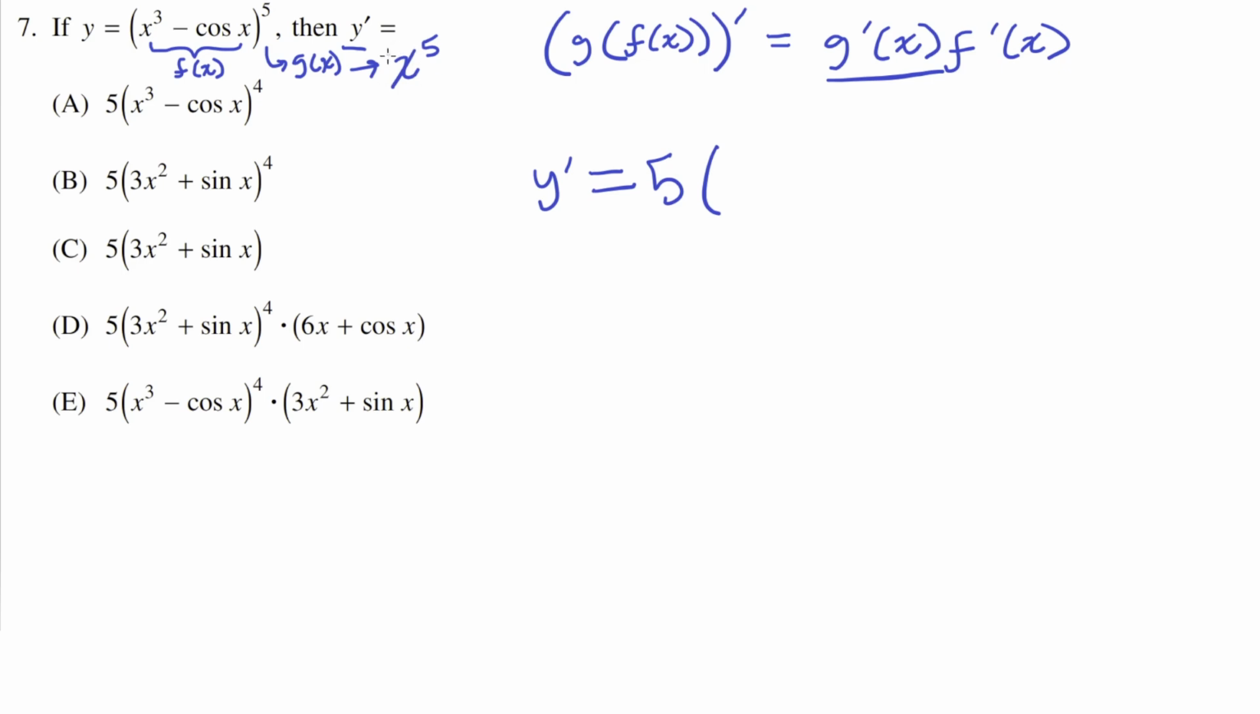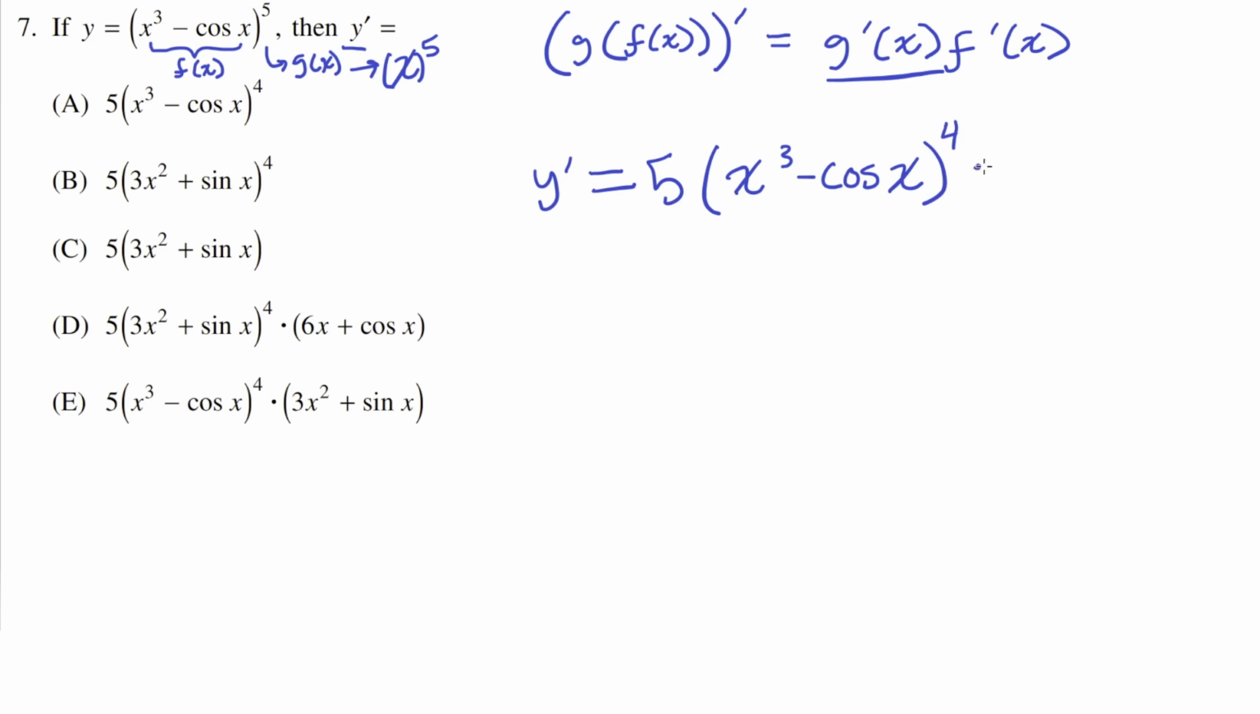So in this case, the inside is x, but we know that the inside of the function that we're applying g of x to is this f of x. So we'll keep x cubed minus cosine x, and then subtract 1 from the exponent. So now we have 5 times the base of that function raised to an exponent that's 1 less than what it was before. So this inside was f of x, and we basically treated it as if it was just a function raised to the fifth power.